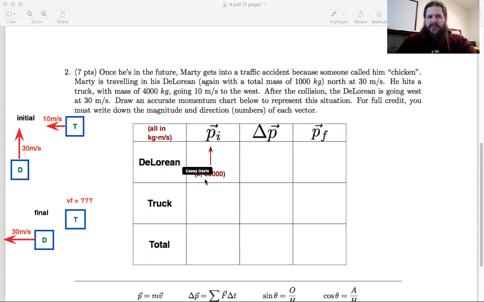And this is a much more useful way of writing it. Writing it as 30,000 to the north tells you a lot of information about what's going on, but writing it in components, 0, 30,000, is much more useful for doing calculations with it. Any questions on that so far?